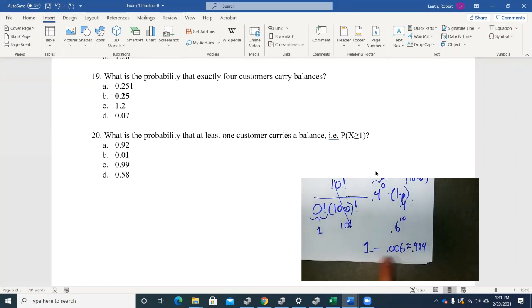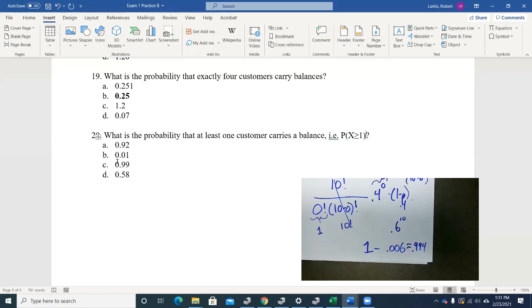But 1 minus 0.006 ends up being 0.994, which we just round to that 0.99. Okay? Any questions over that? Okay with that one?